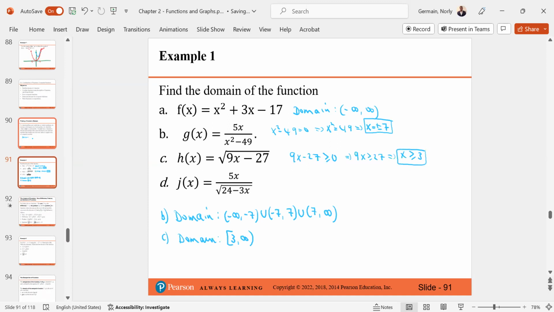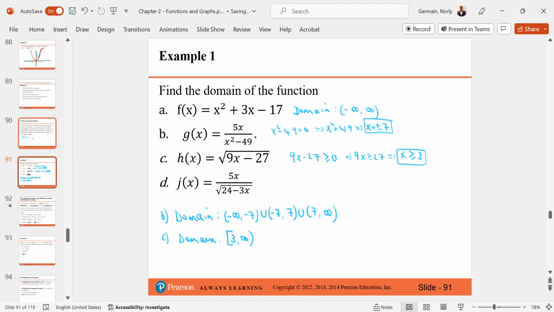All right, because if you plug any number less than 3, because 9 times 3 is 27, 27 minus 27 gives you 0, square root of 0 is 0. But if you take 9 times 2 is 18, 18 minus 27 is -9. You cannot take the square root of -9, okay?